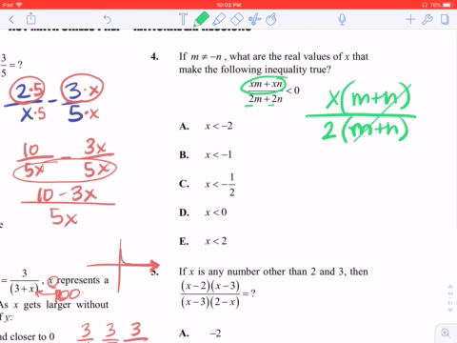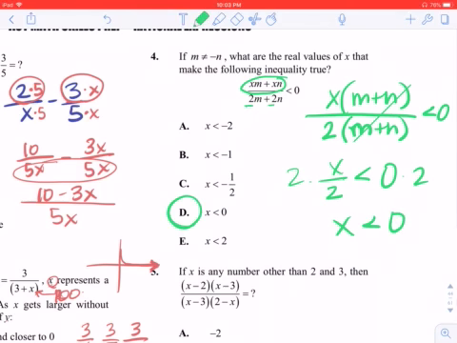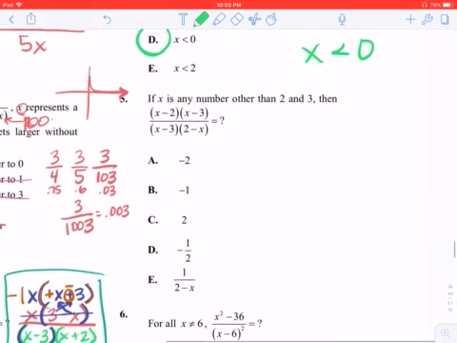That cancels here and lets me see that x over 2 is less than 0. From there, I can multiply times 2 on both sides. X is less than 0. D. That's my correct answer. So it can be pretty magical when we start to factor things out.